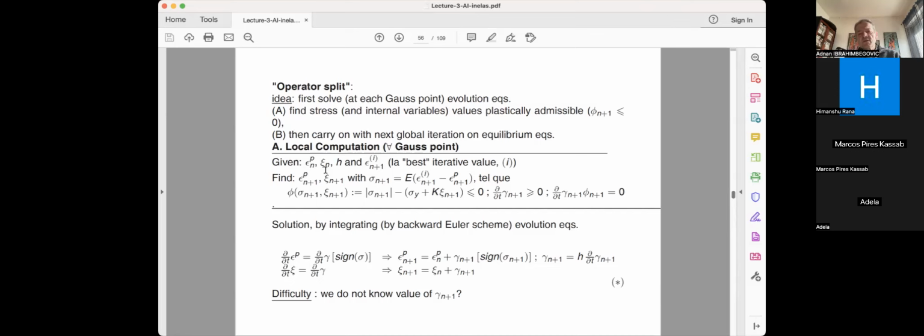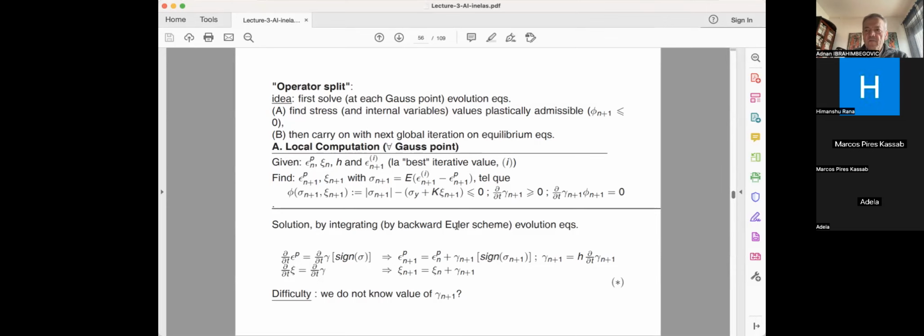So how does it go? First of all, I need to find the plastic strain and the hardening variable, which would allow me to compute my stress, given the total strain iterative value minus plastic strain. And I want to make sure that I'm plastically admissible. In other words, that phi is less than or equal to 0, that gamma dot is positive or 0, and the product between gamma dot and phi is equal to 0.